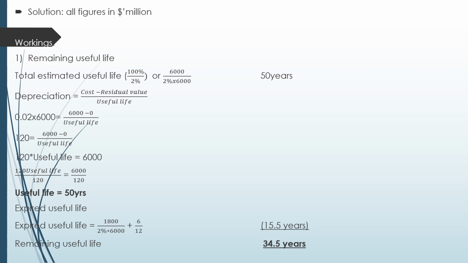For the remaining half period when we used the cost model, January up to 30th June, we have to add that half year to it. So it is 6/12, which gives us 0.5. When we add that to the 15 years, we get 15.5 years. When we subtract that from the 50 years, our remaining useful life is 34.5 years.